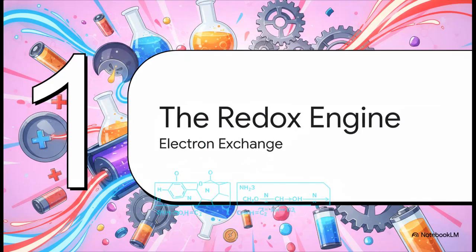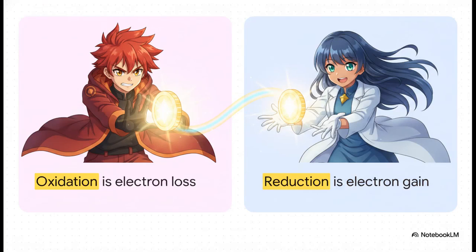Section 1. The redox reaction engine. Okay, we really have to start with the fundamental engine driving all of electrochemistry. None of our batteries or industrial processes would even exist without these exact chemical reactions, the ones where electrons are directly exchanged. At the core, we've got two paired concepts, oxidation and reduction. Oxidation is strictly losing electrons, and reduction is gaining them.